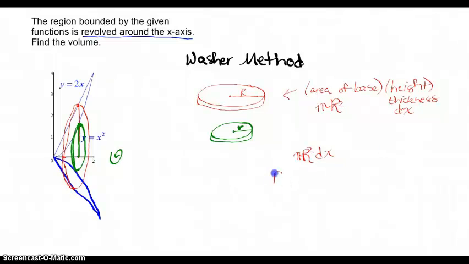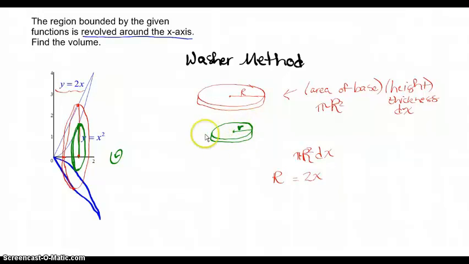So let's figure out what big R is. According to what's going on here, big R is the distance from our line to the x-axis. Well, the distance from the line to the x-axis is just this function here, 2x. So R equals 2x.